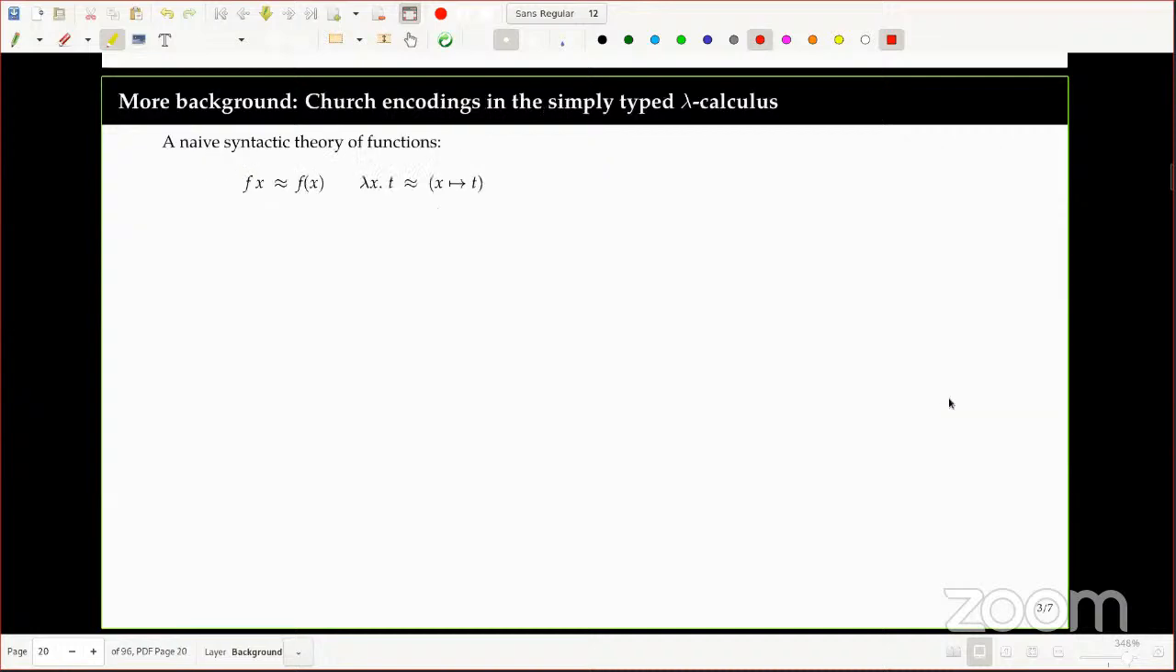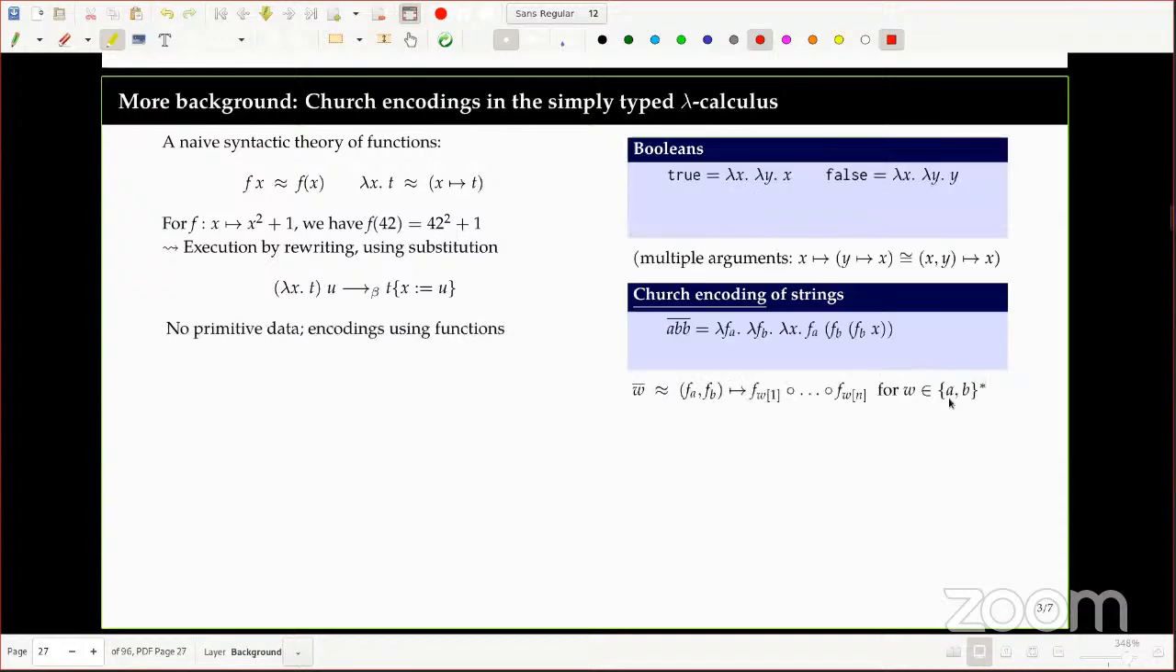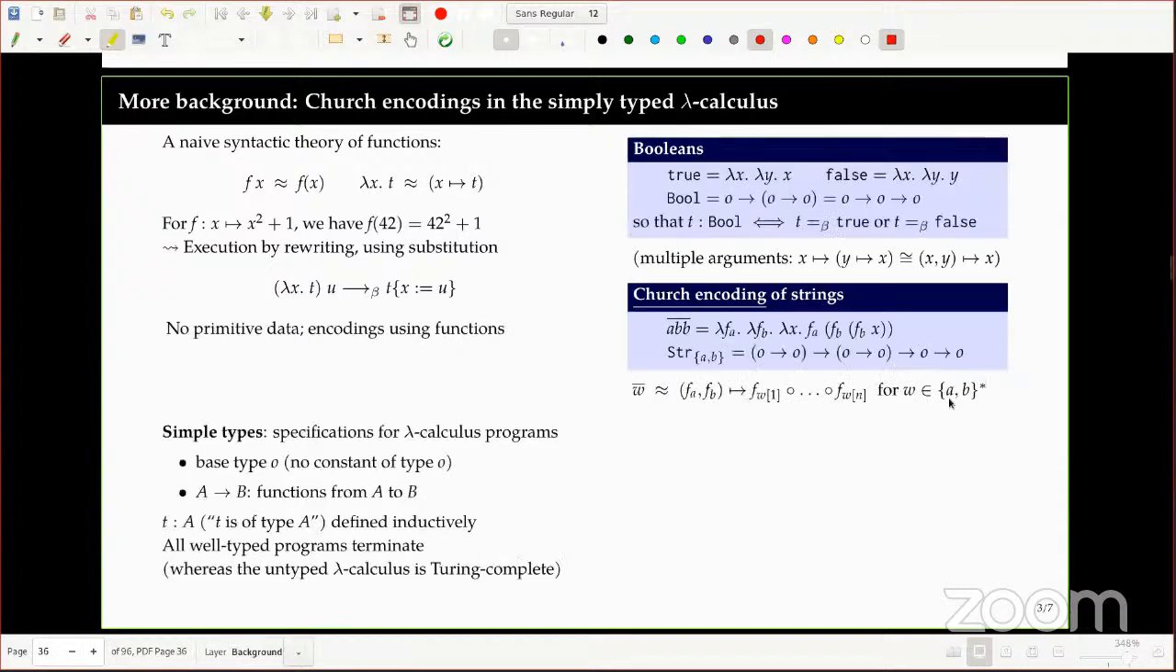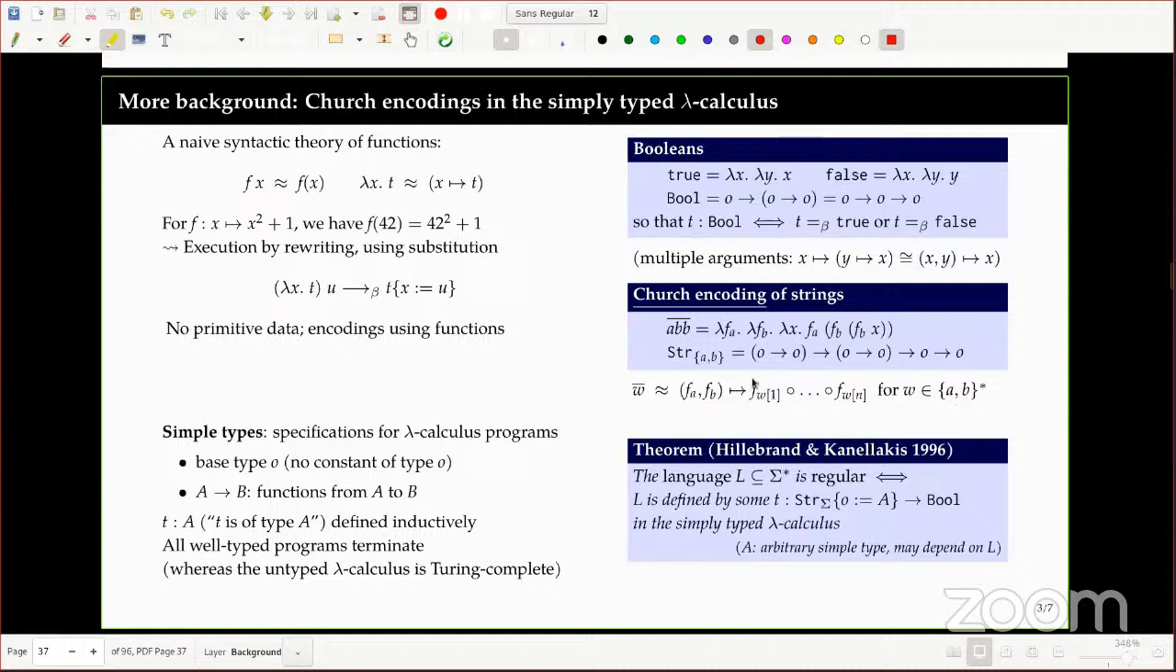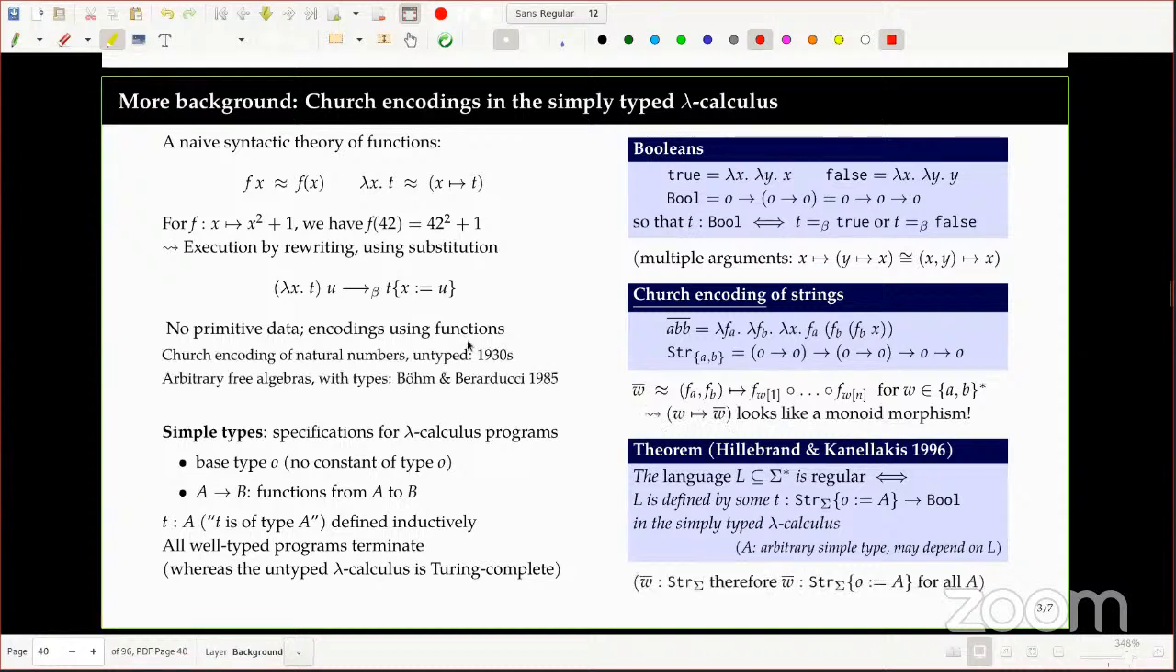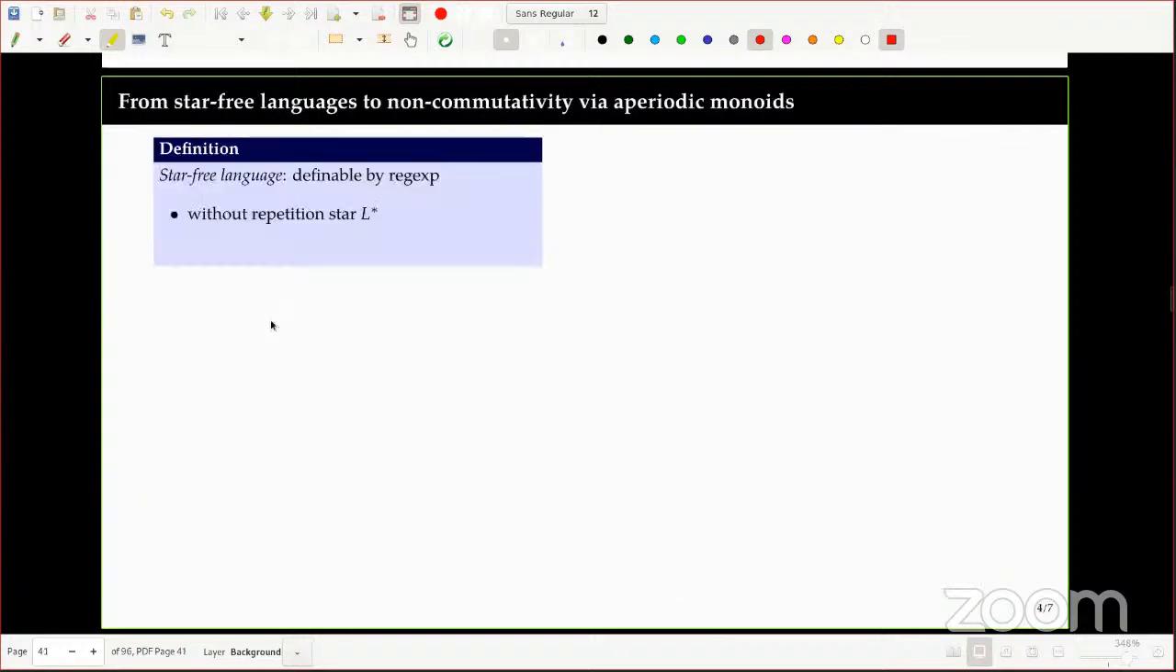Okay, so just to give you a rough idea about how things are defined in the simply typed lambda calculus, as I said, we're only using Church encodings. So it means that we don't have primitive string types. The type of string is actually derived from a simple type. So this O is actually a base type. There's no primitive data type.